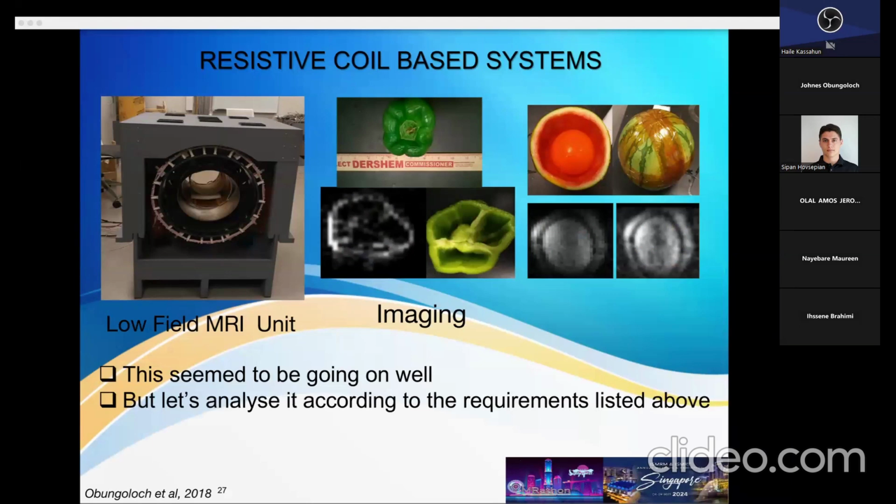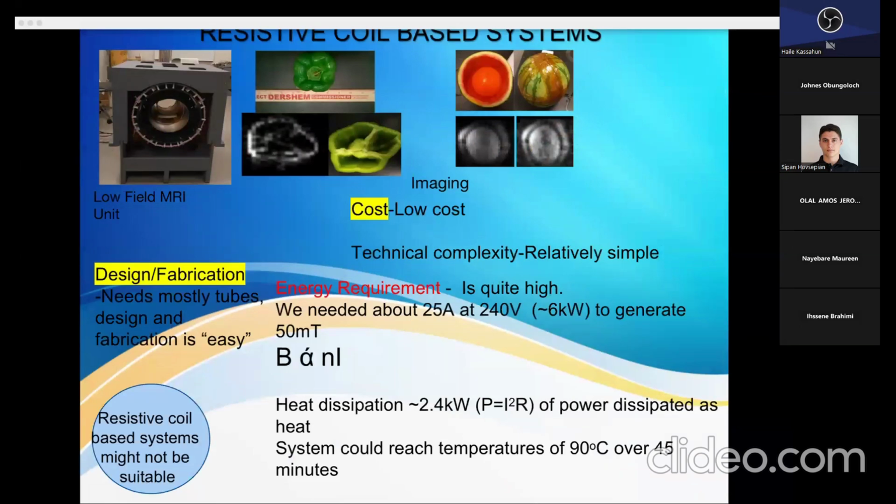You can see some of our images that we generated with a system like that. And again, this was less than 50 millitesla in magnetic field strength for the main magnetic field. However, it needed up to about 6 kilowatts of power. So compared to the permanent magnet system, which I said was operating on 63 watts, we are already reaching 6 kilowatts of power, only to be able to generate about 50 millitesla. So you can see that if you want to increase that to maybe 0.1 Tesla, this power will grow exponentially.